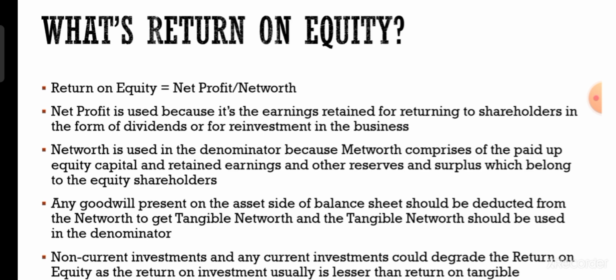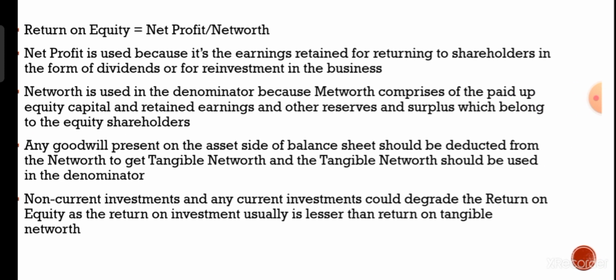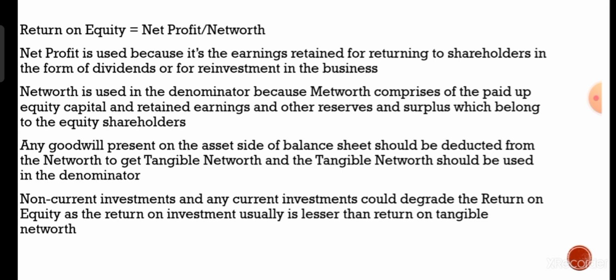The net worth is used in the denominator because net worth comprises the paid up equity capital, the retained earnings and the other reserves and surpluses, which all belong to the equity shareholders. And any goodwill which is present on the asset side of the balance sheet should actually be subtracted from the net worth in order to get the tangible net worth, and that tangible net worth in turn should be used in the denominator.